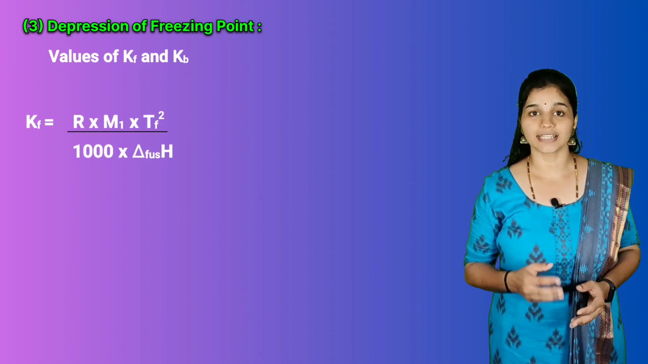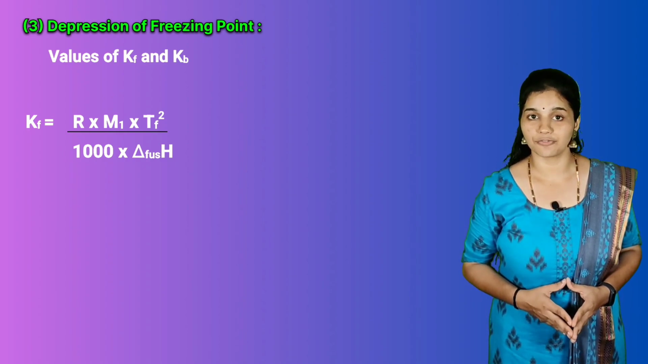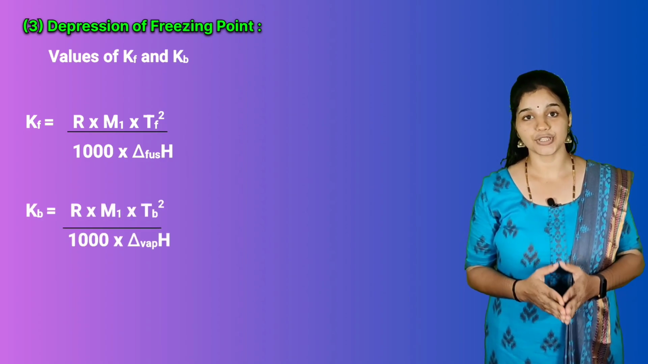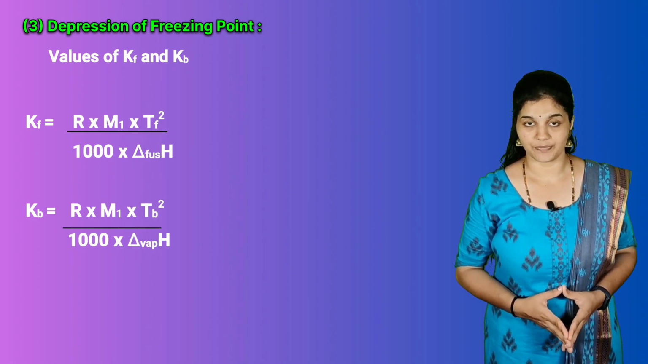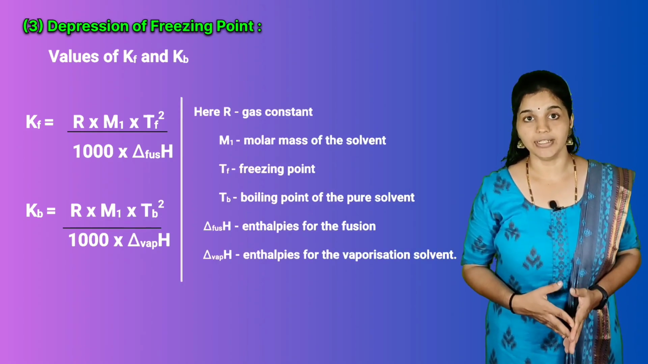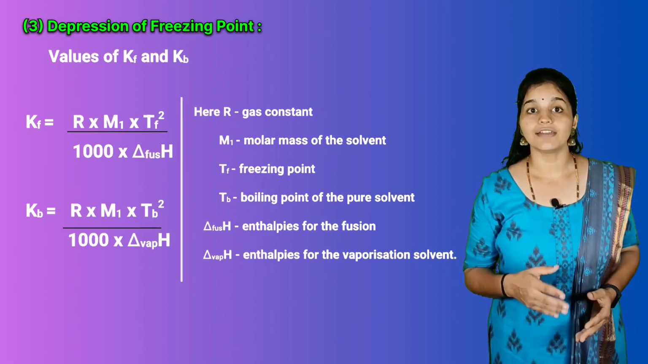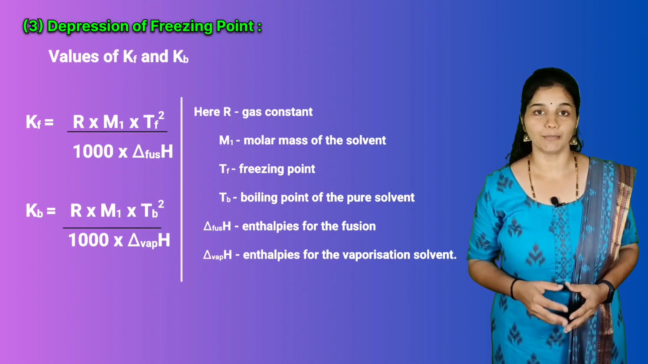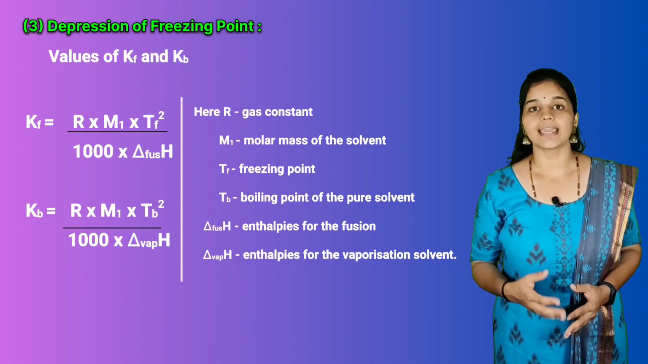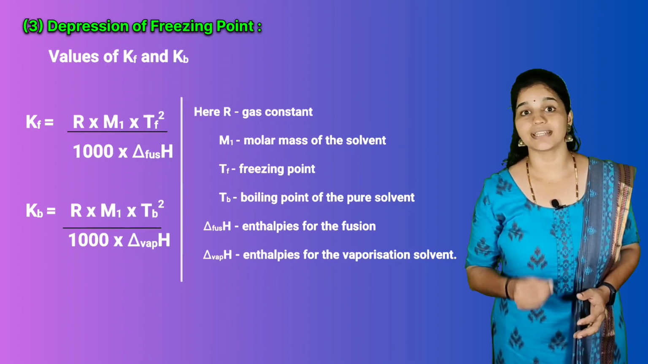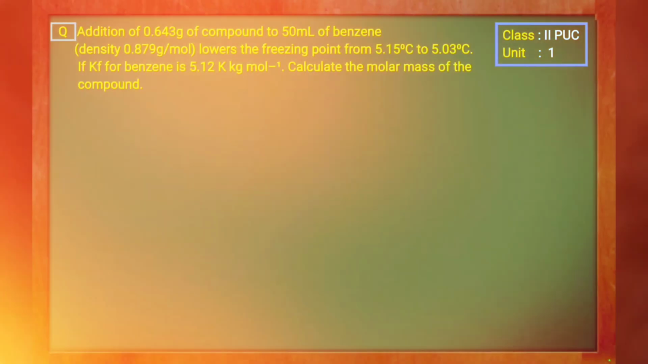Kf is equal to R into M1 into Tf squared divided by 1000 into delta H fusion. Kb is equal to R into M1 into Tb squared divided by 1000 into delta H of vaporization. Here the symbols R and M1 stand for the gas constant and molar mass of the solvent, and Tf and Tb denote the freezing point and boiling point of the pure solvent. It is written in terms of Kelvin. Delta H of fusion and delta H of vaporization represent the enthalpies of fusion and vaporization of the solvent.